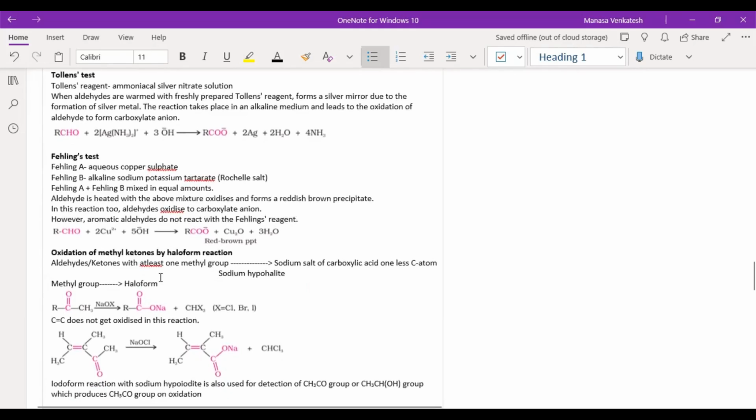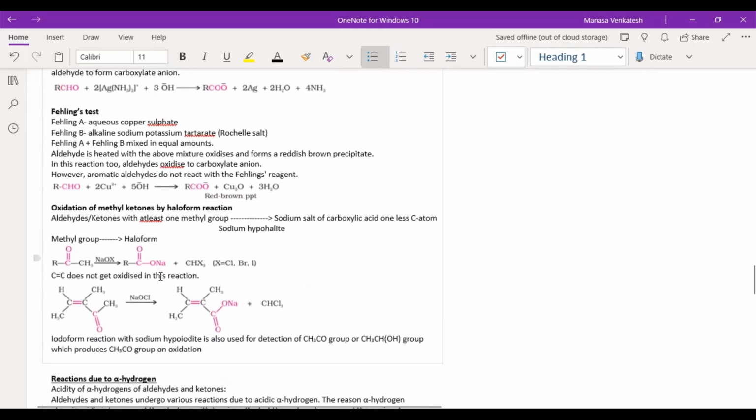Next is oxidation of methyl ketones by haloform reaction. So aldehydes and ketones with at least one methyl group react in the presence of sodium hypohalide to form the sodium salt of carboxylic acid with one less carbon atom. So the methyl group is getting converted to give us haloform. Here, notice you have NaOX. This is giving us the sodium salt of carboxylic acid.